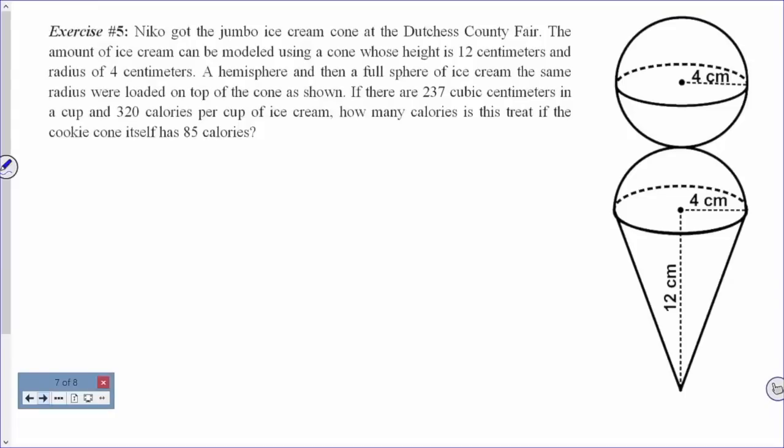Exercise number 5. Nico got the jumbo ice cream cone at the Dutchess County Fair. The amount of ice cream can be modeled using a cone whose height is 12 centimeters and a radius of 4 centimeters. A hemisphere and then a full sphere of ice cream, the same radius, were loaded on top of the cone as shown. If there are 237 cubic centimeters in a cup and 320 calories per cup of ice cream, then how many calories is this treat if the cookie itself has 85 calories?